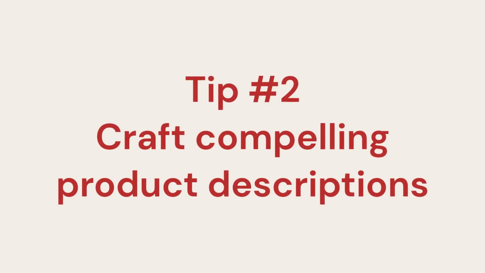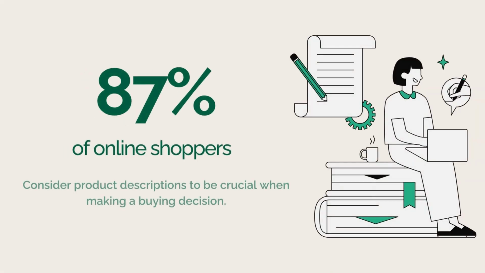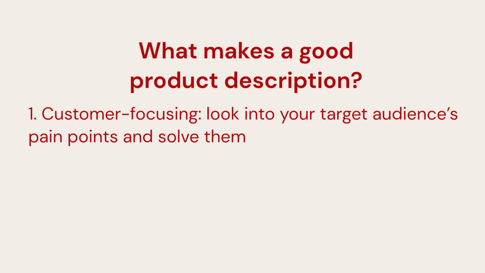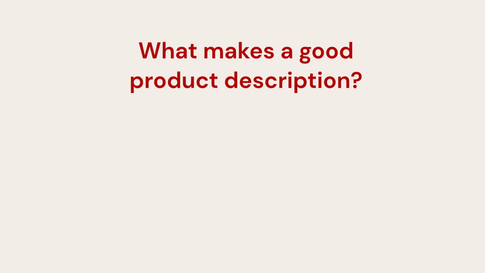The second tip to optimize the product page: craft compelling product descriptions. 87% of online shoppers consider product descriptions to be crucial when making a buying decision. So what makes a good product description? First, it must be customer-focused, which means it must look into your target audience's pain points and solve them.